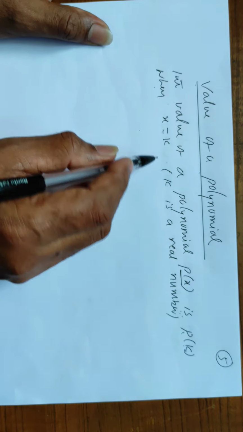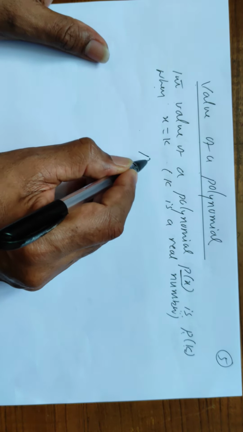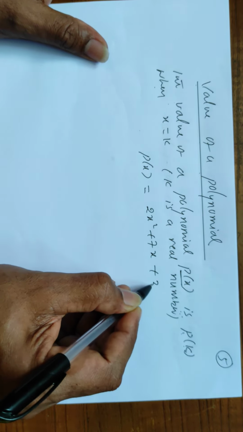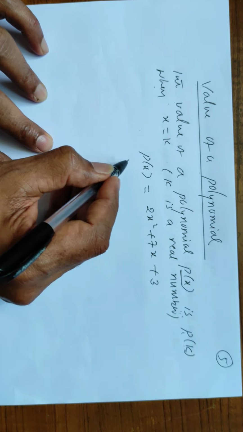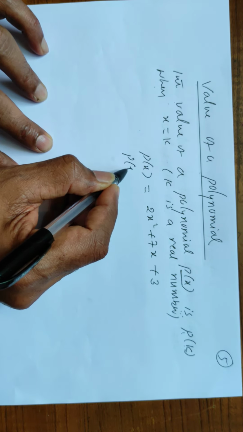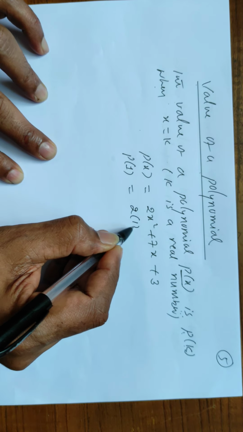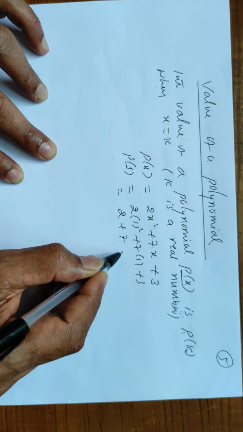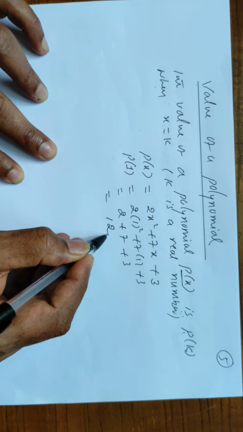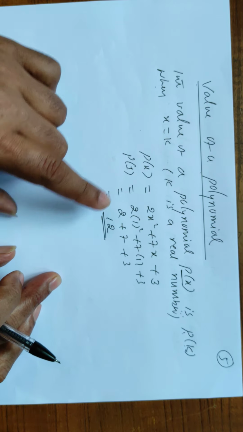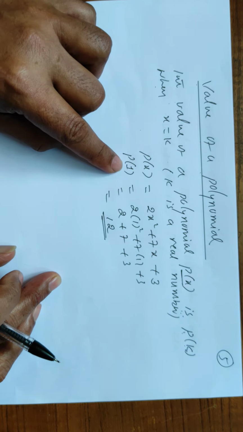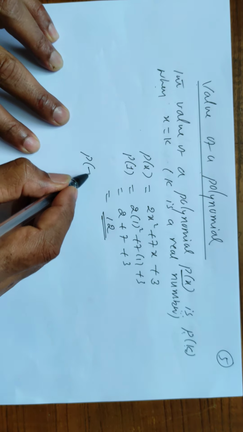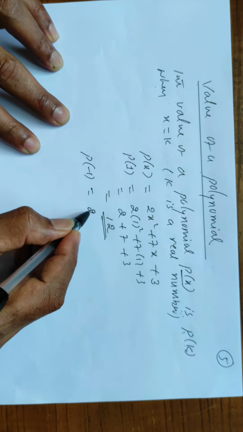Let us consider one example to understand this properly. So here is a polynomial in x, 2x square plus 7x plus 3. If I assign value 1 for x, the polynomial becomes 2 into 1 square plus 7 plus 3, it becomes 12. The 12 is called value of the polynomial when x equals 1. If I write minus 1 in the place of x, the value changes.